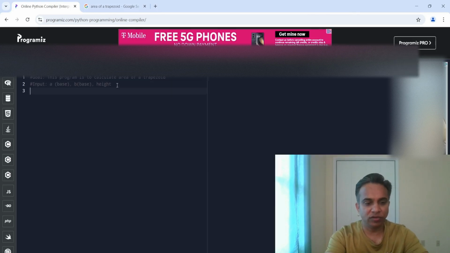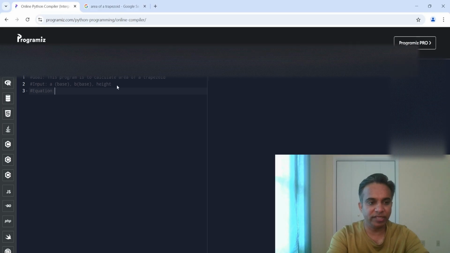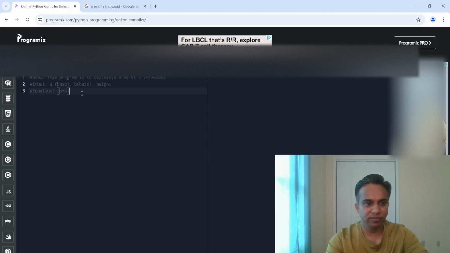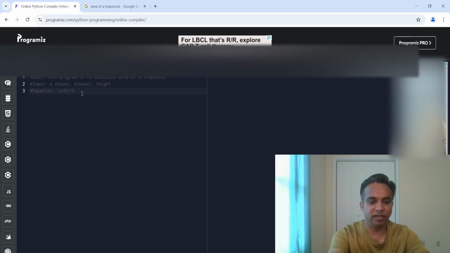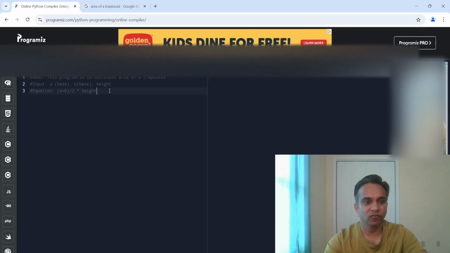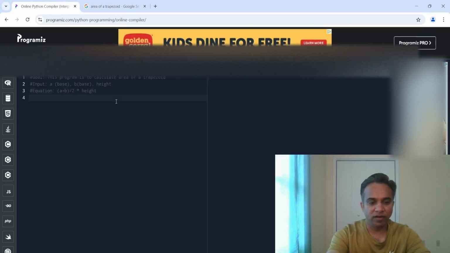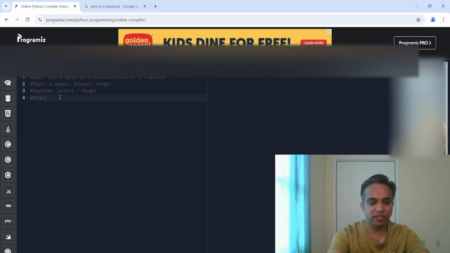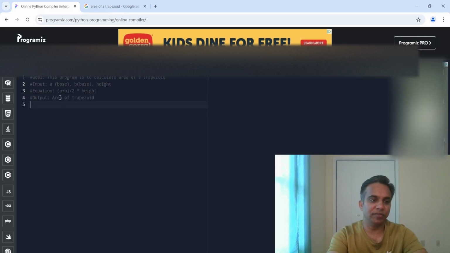We can write the equation also just for reference. Equation is (a + b) divided by 2 and multiply by height. That's the equation. Now the output is going to be the area of the trapezoid.